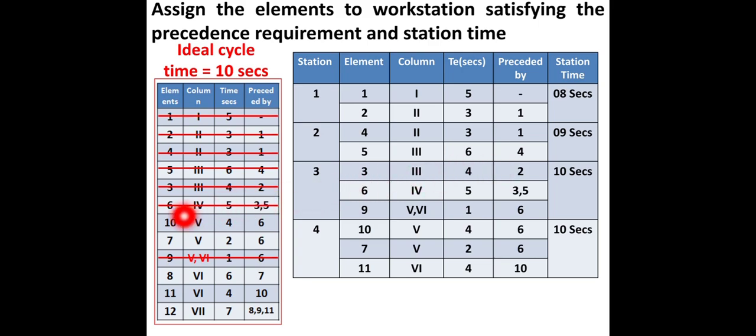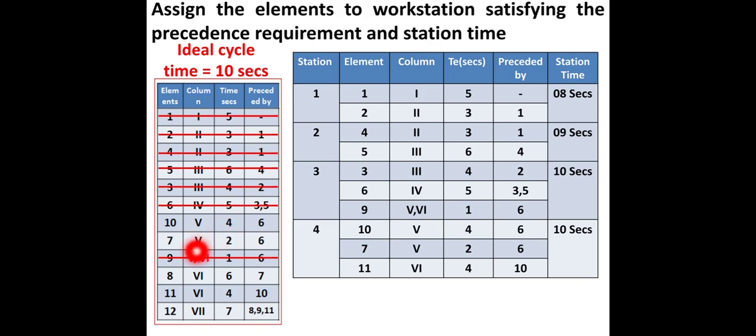So I don't have any problem. Next, again I'll come to column number 5. I'll assign these two elements. 4 plus 2 is 6. It is preceded by 6. So 6 is appearing above that. So the precedence constraint is also satisfied. Cycle time is also satisfied.